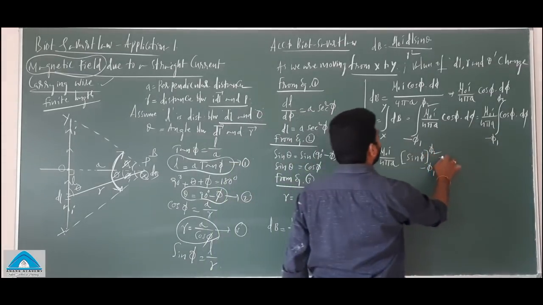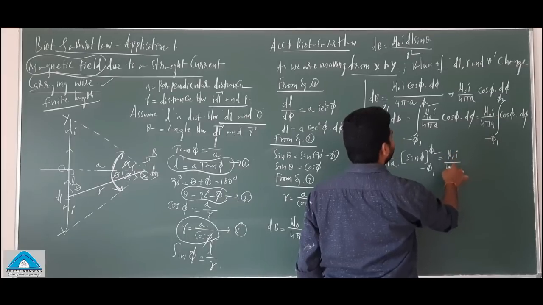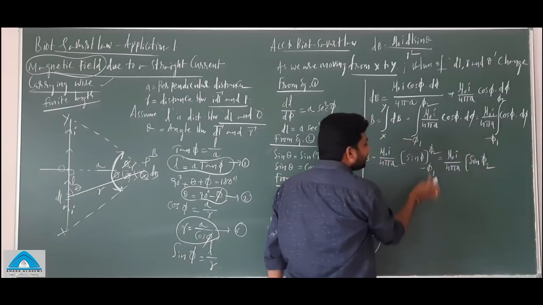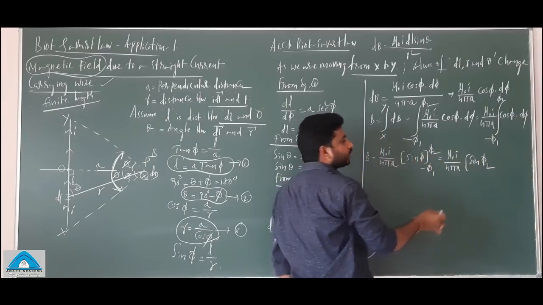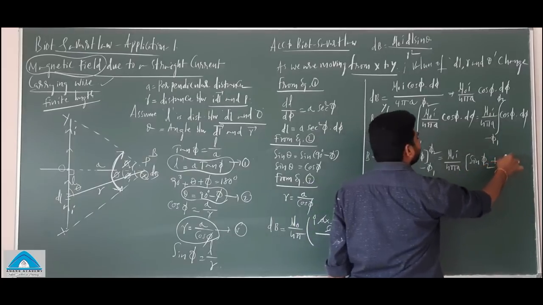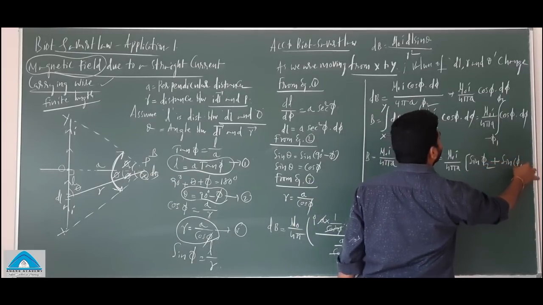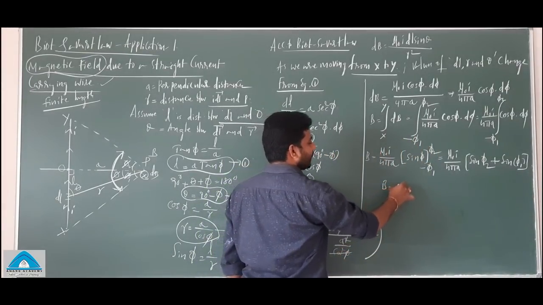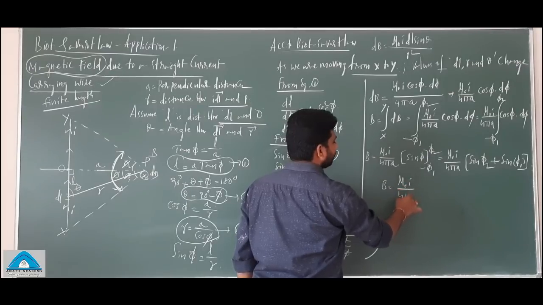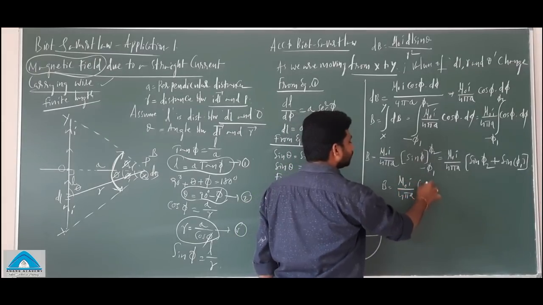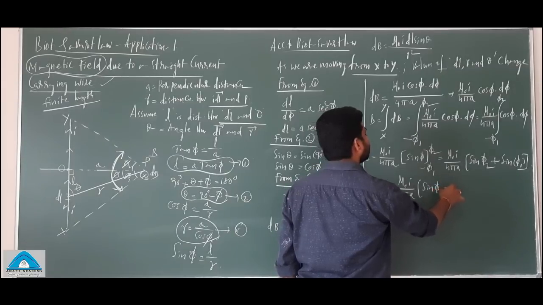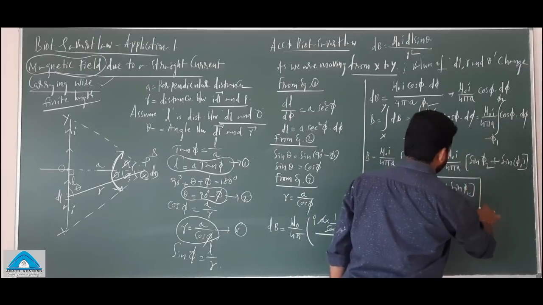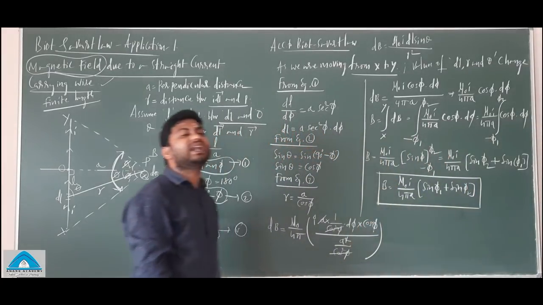Okay, here what can I write? mu naught I by 4 pi a into sin phi 2. That means in the place of phi, the upper limit is substituted, minus of minus, plus sin of phi 1. Right? So what is that? B is equal to mu naught I by 4 pi a into (sin phi 1 plus sin phi 2). So this is what the magnetic field will be for a complete wire.